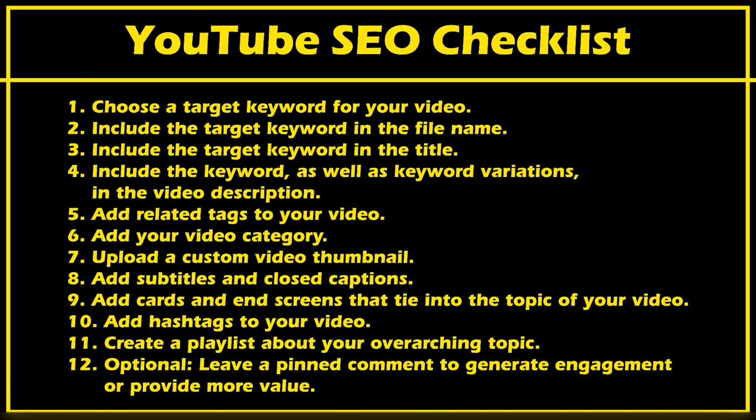YouTube SEO checklist. Include the target keyword in the file name. Include the target keyword in the title. Add related tags to your video. Add your video category. Upload a custom video thumbnail. Add hashtags to your video. Create a playlist about your overarching topic.